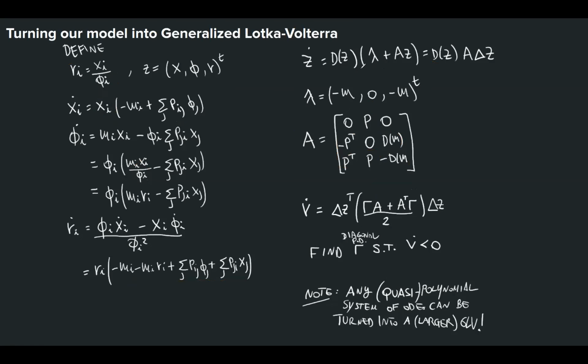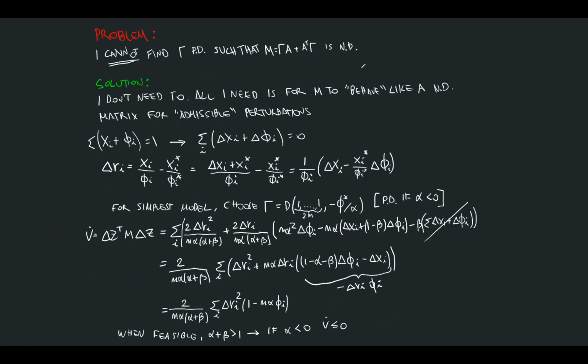All right, so let's do this. But then we find immediately another stumbling block, which is I cannot find these constants, gamma, such that this matrix M is negative definite. Okay, so that would be the end of the road. Unless you realize that I don't really care for M to be actually negative definite. What I care about is that M should act or behave like a negative definite matrix for the perturbations that I care about. And the perturbations that I care about are admissible perturbations. So let's think for 1 second about this admissible perturbation.